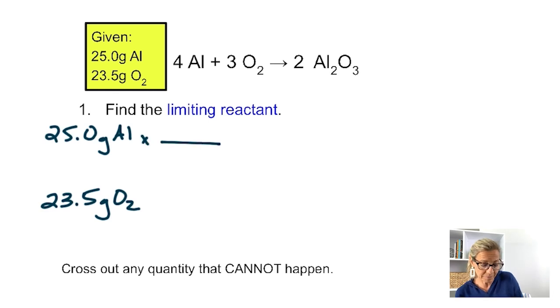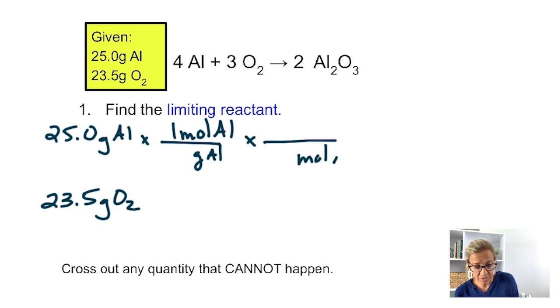So I'm in grams, and I'm trying to get to moles of product. So the first step would be to convert to moles. Once I get to moles of aluminum, I can use my fancy new mole ratio to convert to moles of aluminum oxide.